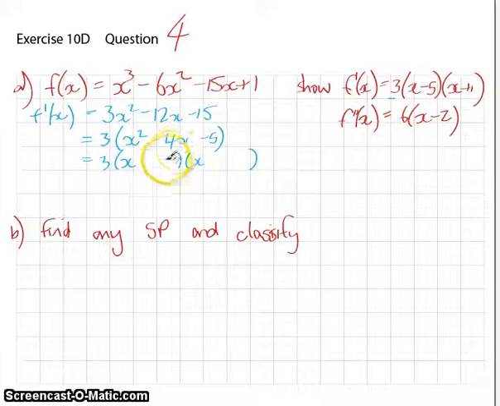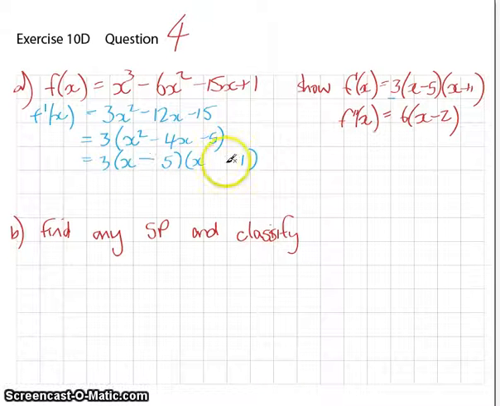To get 5, I can only have 5 and 1. I need to determine which one's positive and which one's negative. I need minus 4x, so that one needs to be positive, that's negative. That's what I needed to show here.